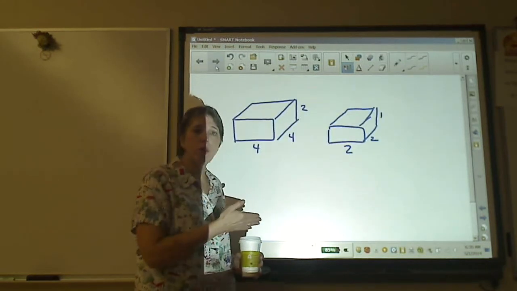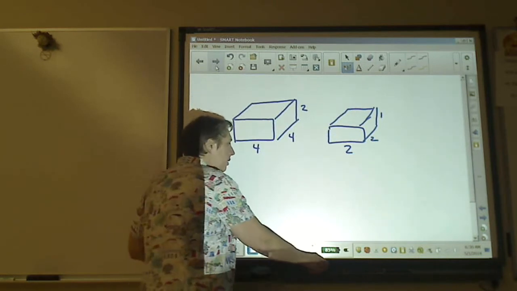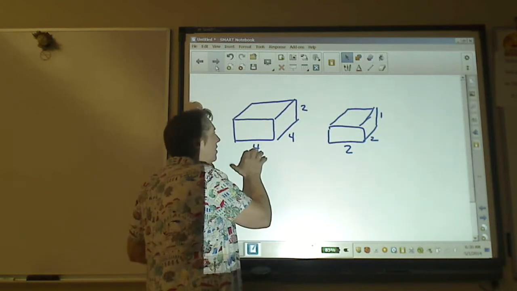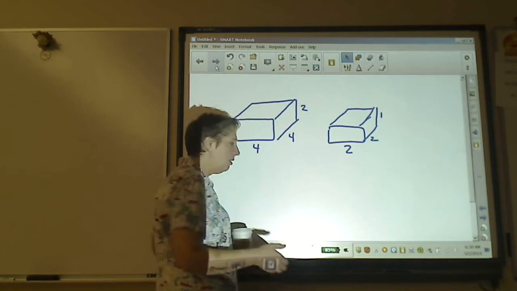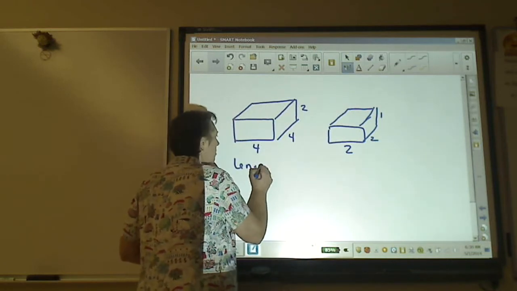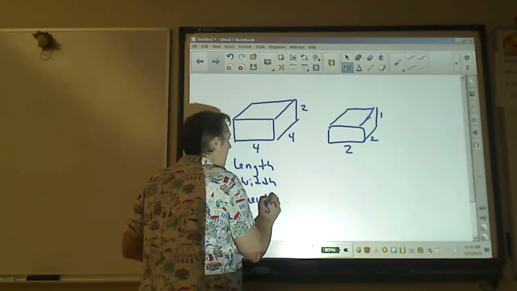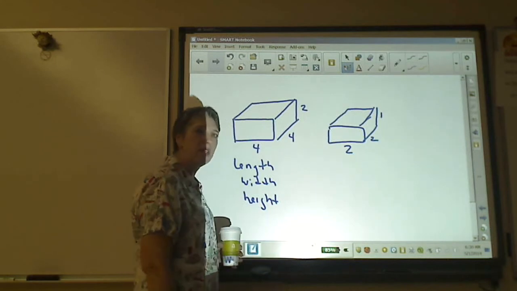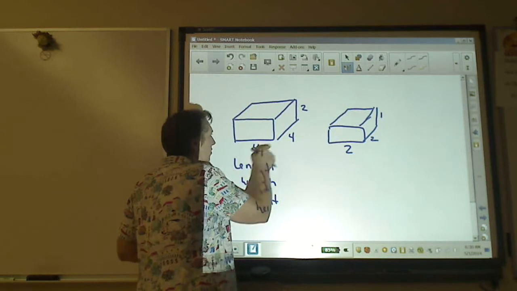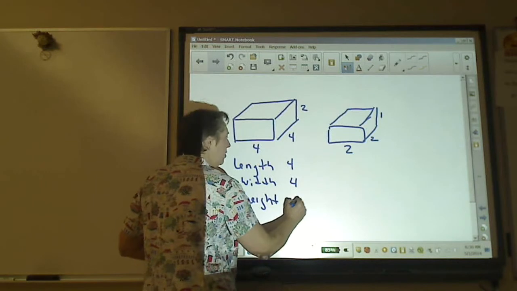Well, how would you do this one? You would compare them to see if they're similar. So when we compare them, this is how you show your work. You would compare the sides. You're going to be doing length, width, and height. You have to write that down. You'll have to write those 3 things down to compare them. And this one, the length is 4, and the width is 4, and the height is 2.